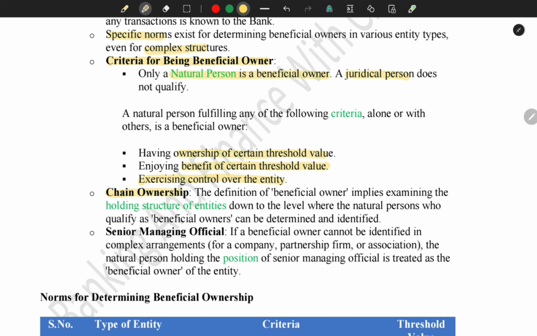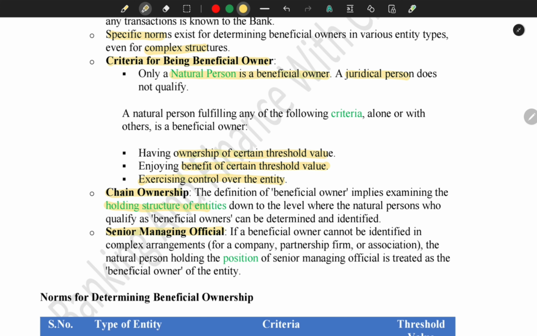The definition of beneficial owner implies examining the holding structure of entities down to the level where the natural person who qualifies as beneficial owner can be determined and identified. For example, a company that has a different pattern of holding structure may have n number of multiple owners, and everyone has a limited amount of holding power. So the bank or the financial institution must have the idea of the holding structure of that company to understand who is the main person behind the financial transactions.